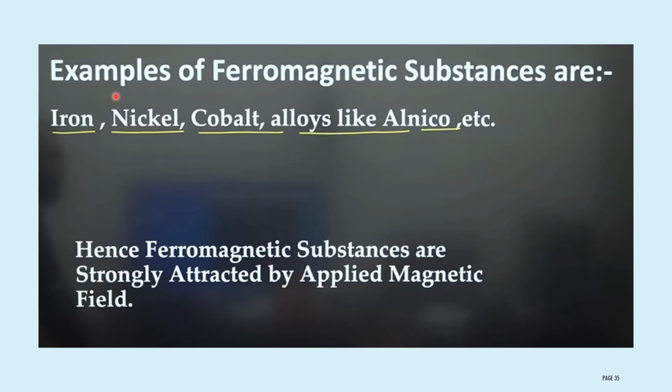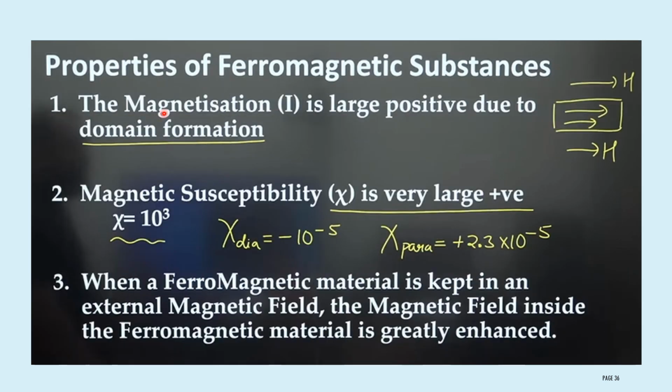Examples of ferromagnetic substances are iron, nickel, cobalt, alloys like alnico, etc. Hence, ferromagnetic substances are strongly attracted by the applied magnetic field. Let us discuss the next one, properties of ferromagnetic substances.